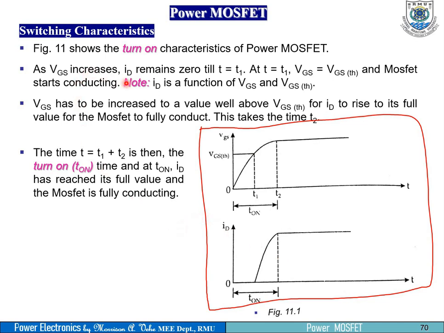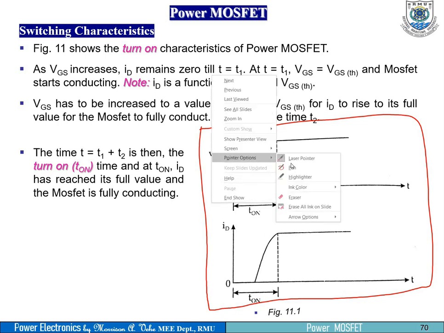As VGS increases, as the gate source voltage increases, drain current remains 0 till t equals t1. See, this is your gate source voltage, and this is a threshold value. It is increasing, and at a certain point, time t1, it reaches some voltage which we are saying is the threshold. It is the threshold because at that point, when we trace it, let me try and do that.